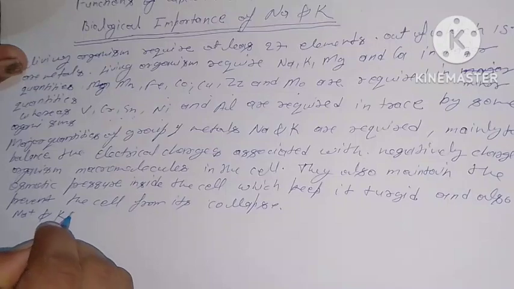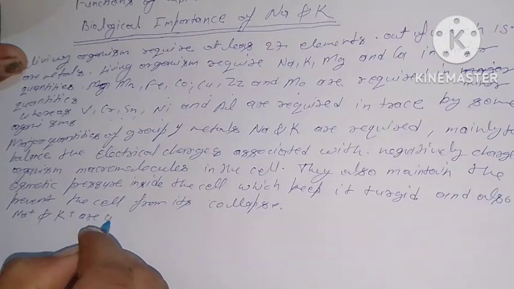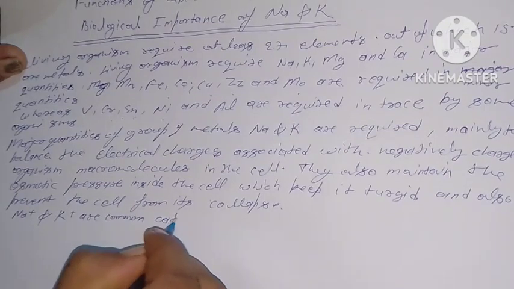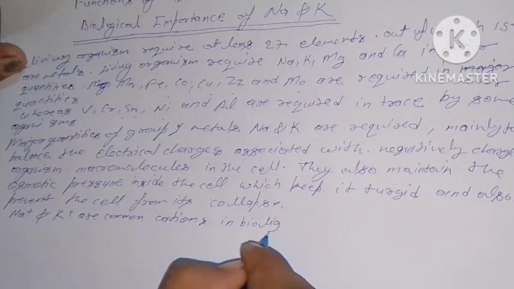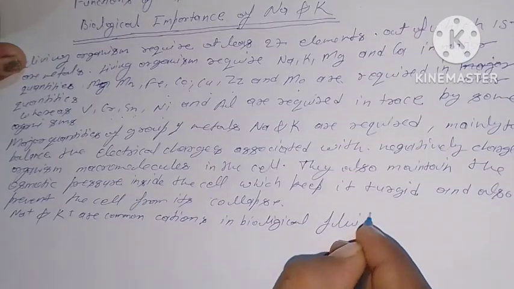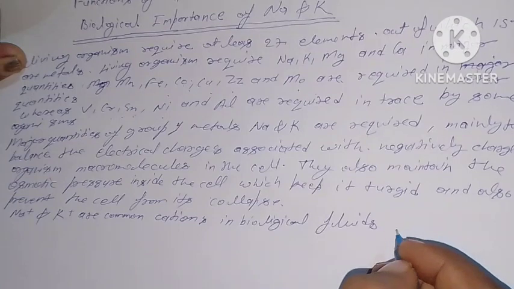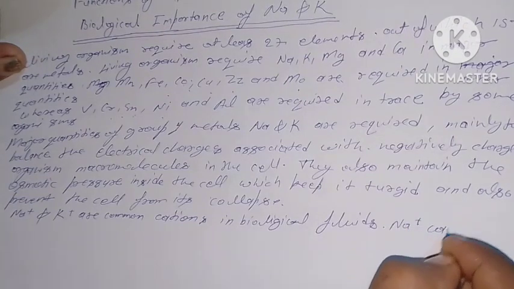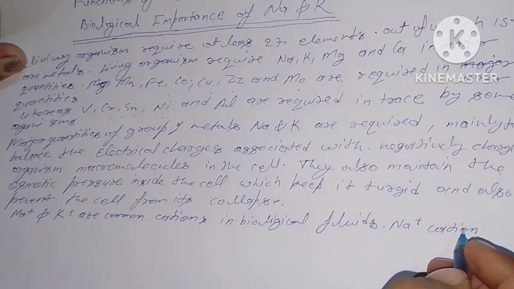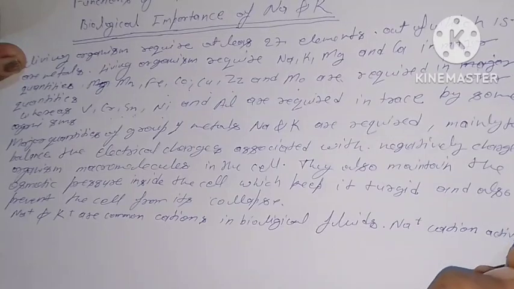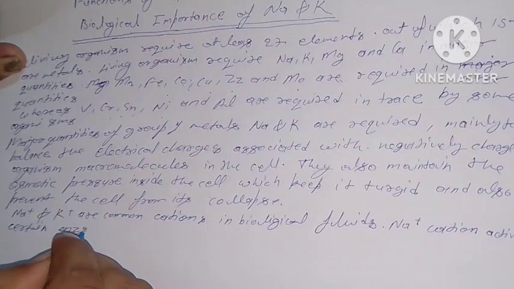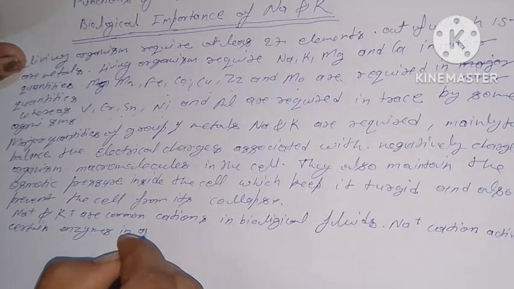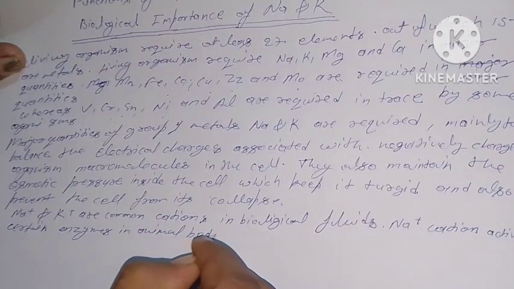Sodium positive ions and potassium positive ions are common cations in biological fluids. Sodium cation activates certain enzymes in the animal body. Okay.